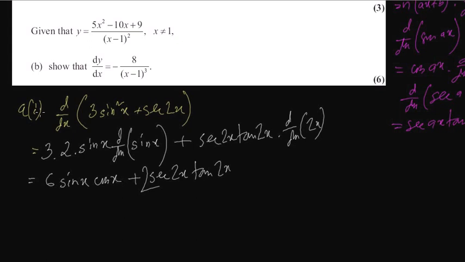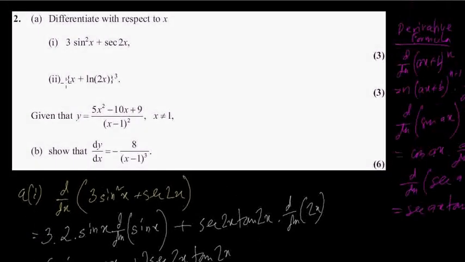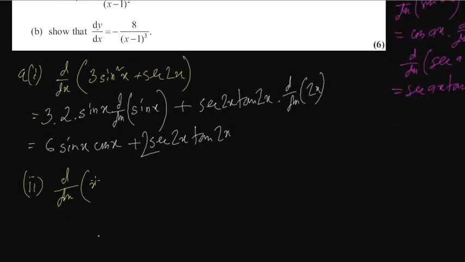This is A1. So the next thing that we have to do is A2. So A2 is d by dx of (x plus ln 2x) whole cube. Now do not write braces like this. These are usually used for sets, so I recommend that you give just brackets. It's alright. So x plus ln 2x whole cubed.